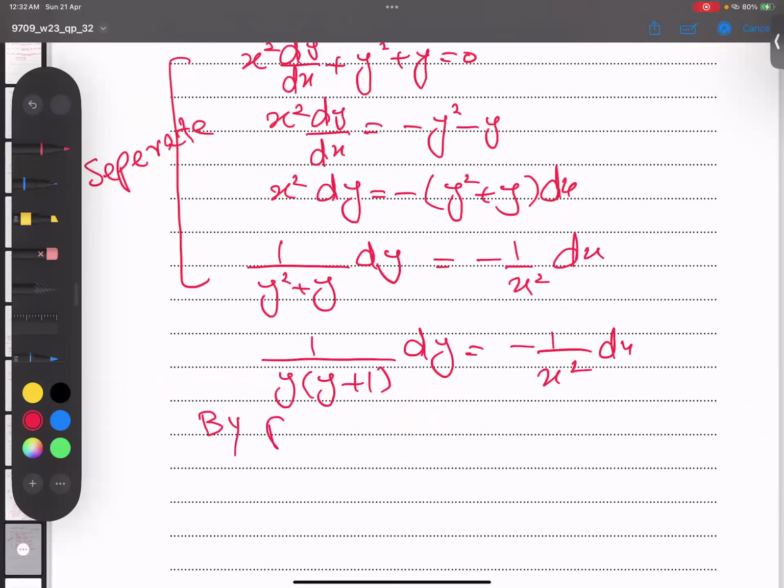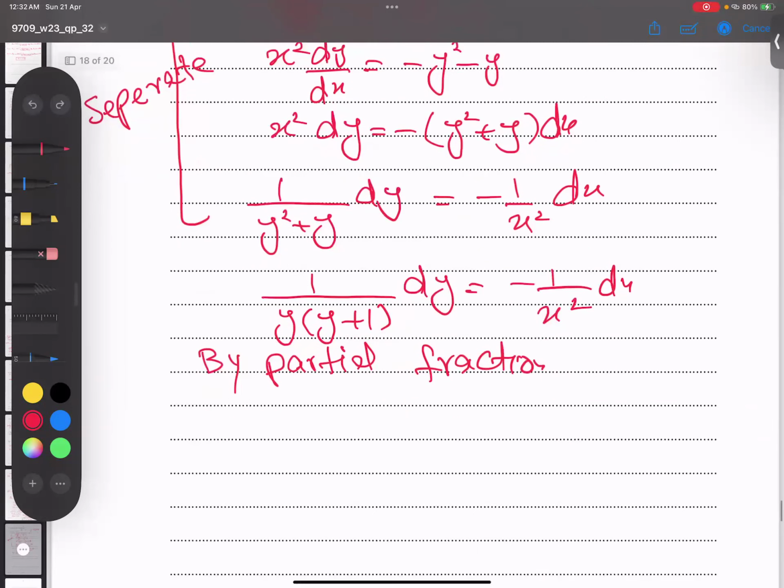So by partial fraction, we have no choice. I repeat my words: whenever two factors or three or four multiply in the denominator, not in the numerator, in the denominator, we have a partial fraction.